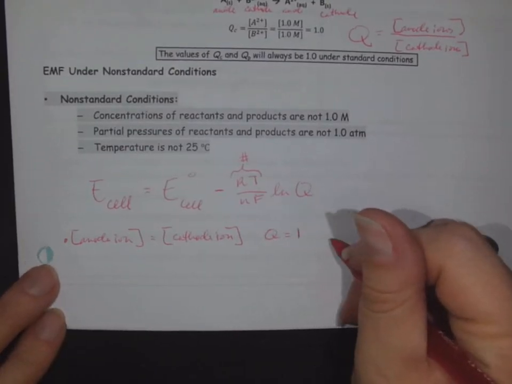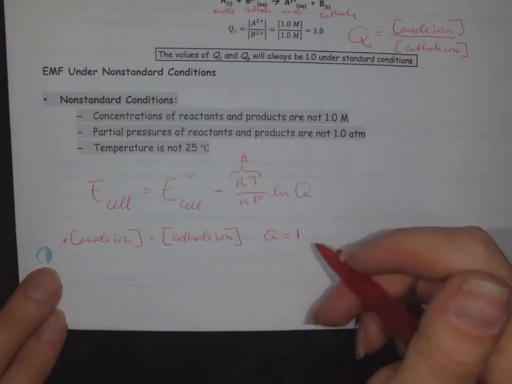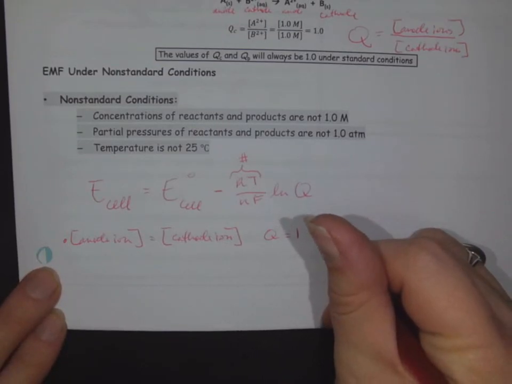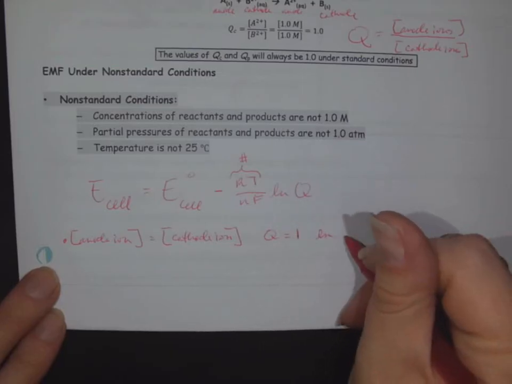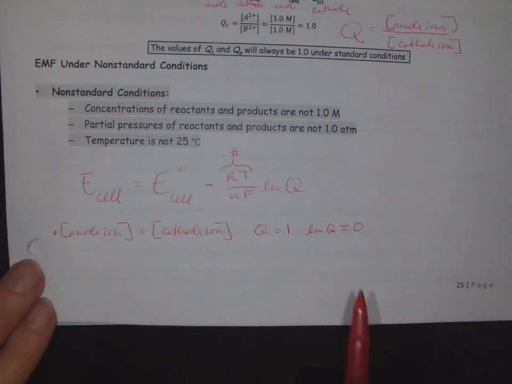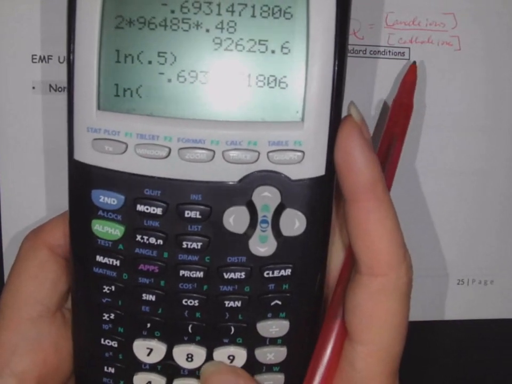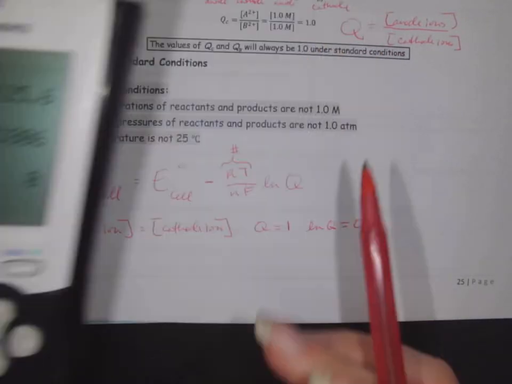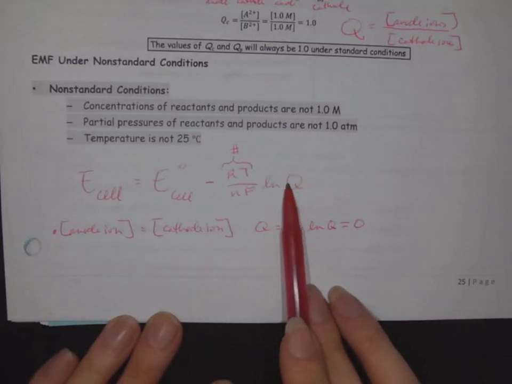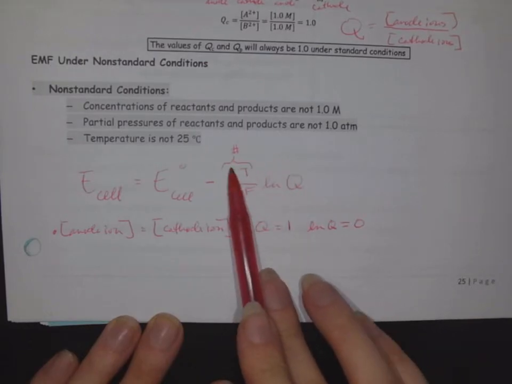This would cause the natural log of Q, maybe we need to add that to help us, to equal 0. Anytime, and we plug it in, if we ever forget this, use your calculator. If I take the natural log of 1, it's going to be 0. So if this is 0, anything multiplied by 0 would be 0. So this whole thing is going to be 0.